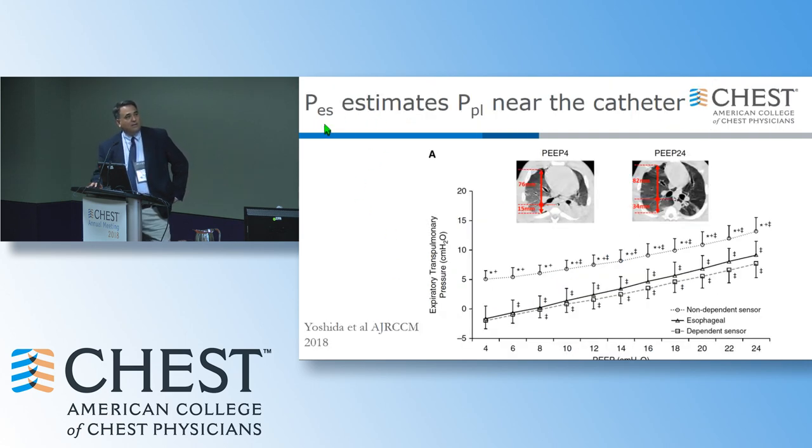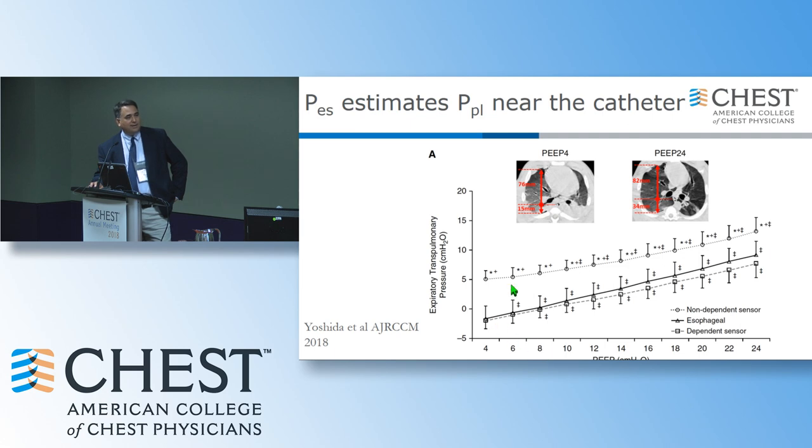And what they found is that the esophageal pressure does pretty good at estimating the pleural pressure near the catheter. So here, the expiratory transpulmonary pressure, this is the one they used to help guide PEEP. When the PEEP is low, here's the esophageal catheter. It very nicely, yeah, that's the dependent area of the lung, that's where you think it would be. When you add a lot of PEEP and the lung gets recruited, the esophageal catheter now is more up in this area, and it might not be independent.